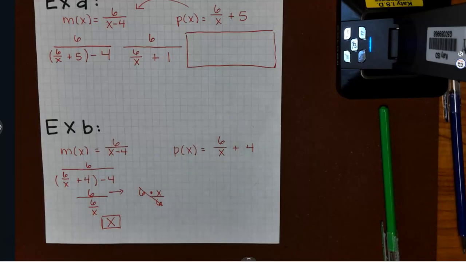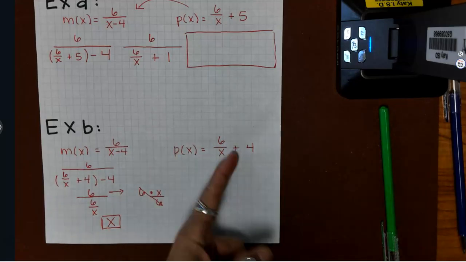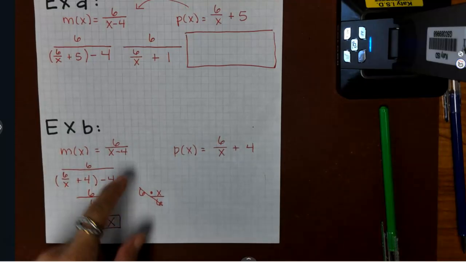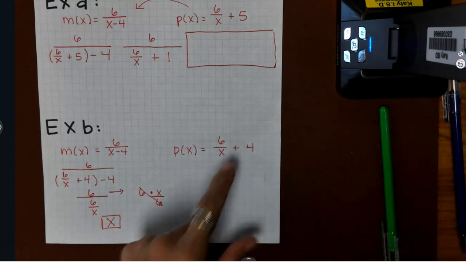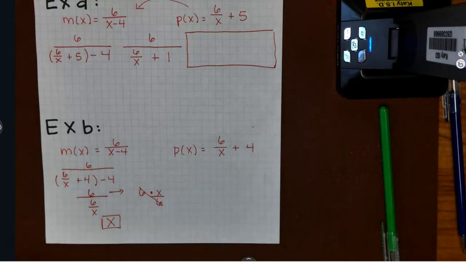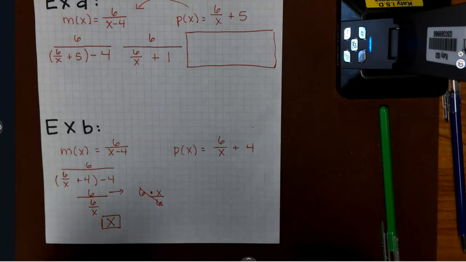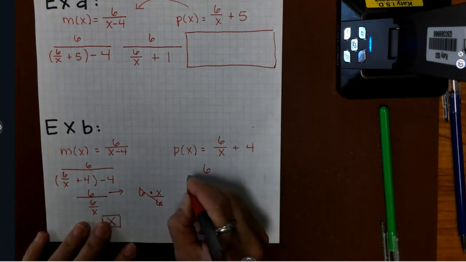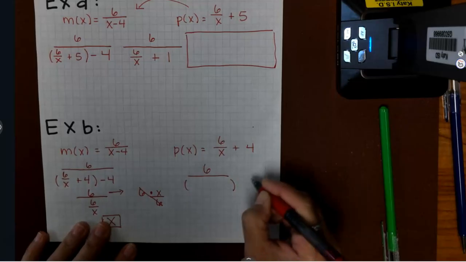But you have to do it twice. You have to do it twice. So I put that into that, and I got X. Awesome. Now I'm going to put this into that, and if everything wipes out except X, it's an inverse. But you got to do it twice. So here we go. Remember, this is 6x plus 4.